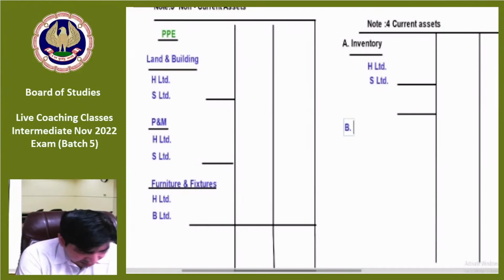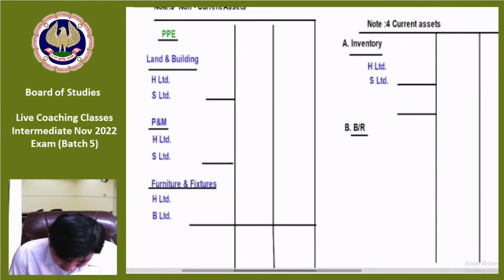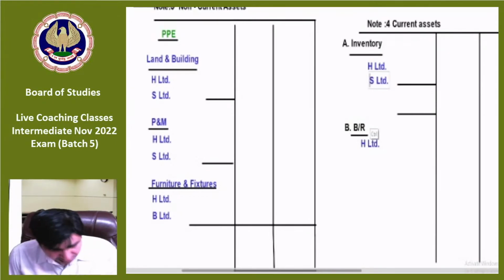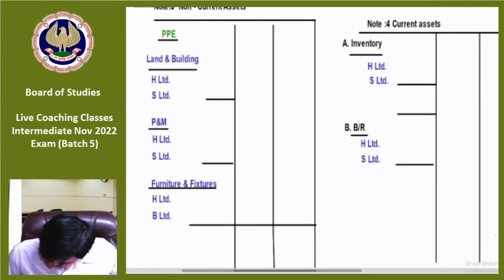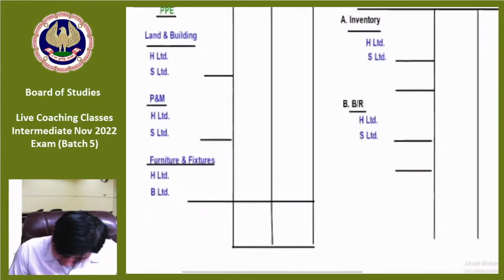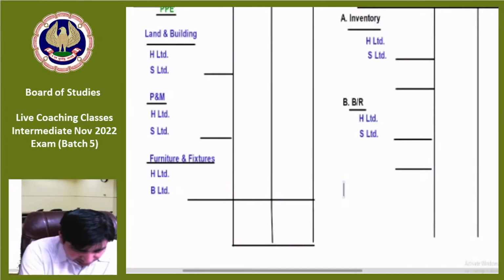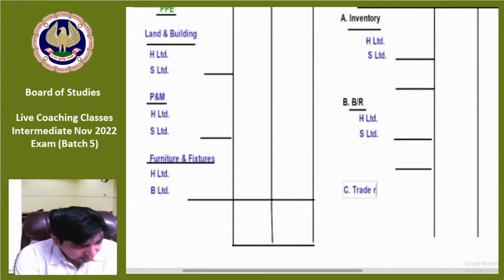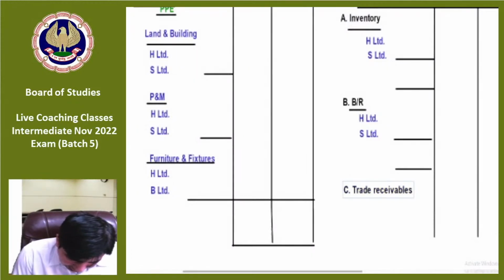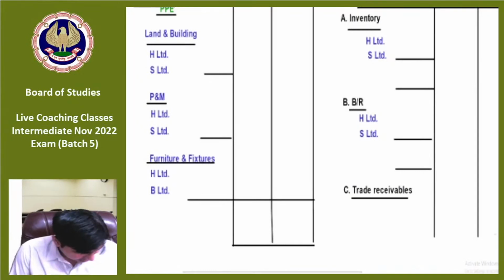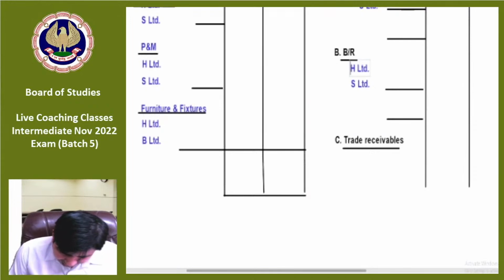B point is there in current assets, that is bills receivable, BR. H Limited and S Limited. And after that, we shall remove any contra if there is any. Yes, in this question we are having some contra items here. Okay, beta, you don't worry. C. Next is trade receivable. In case of trade receivable, again the same thing will be there. And of course, there may be some contra, but here is no contra. Okay.